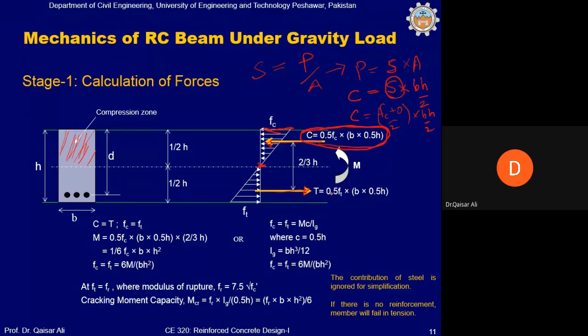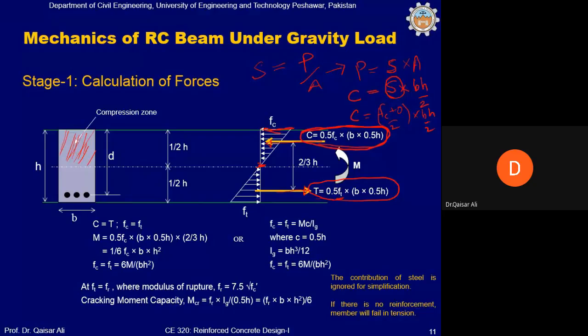Similarly, the tensile force will be, FC will be changed with FT because we have tensile stresses in the bottom fiber. So T will be equal to 0.5 FT into B into 0.5 H. Under this condition now, C must be equal to T, according to the principle of mechanics that the summation of internal forces must be equal to 0. So C minus T will be equal to 0, or C must be equal to T.